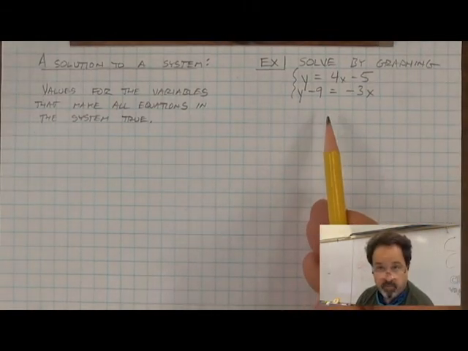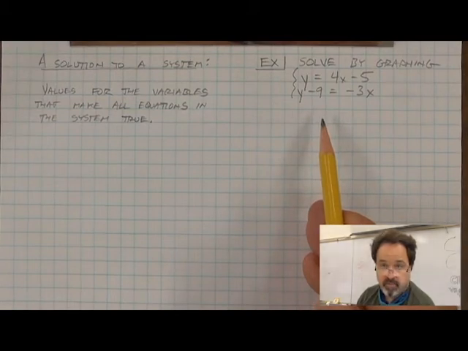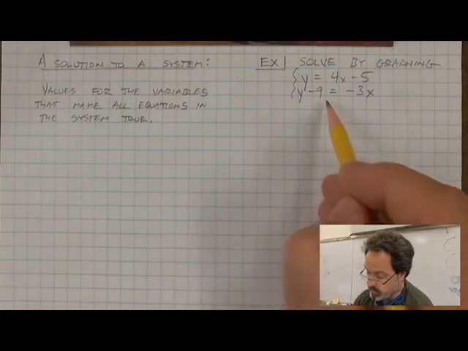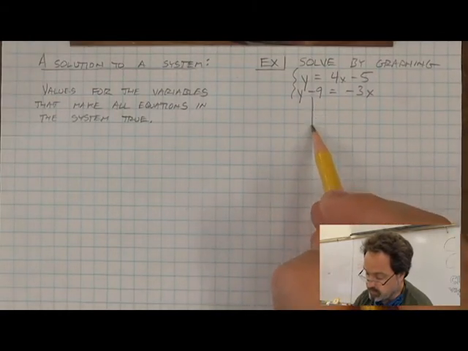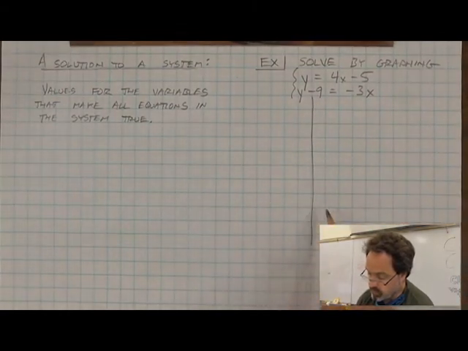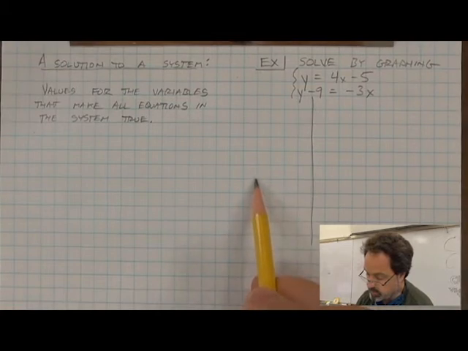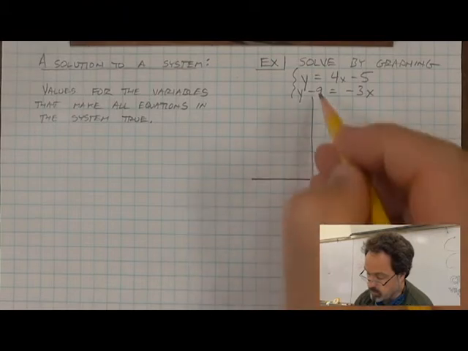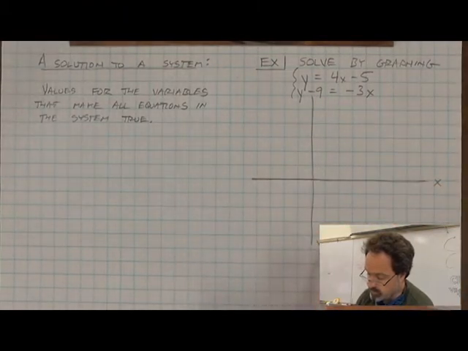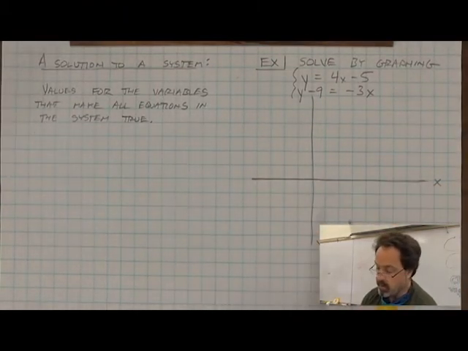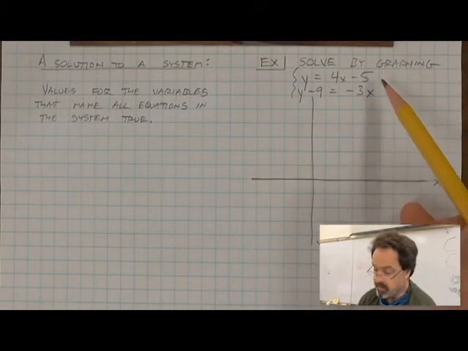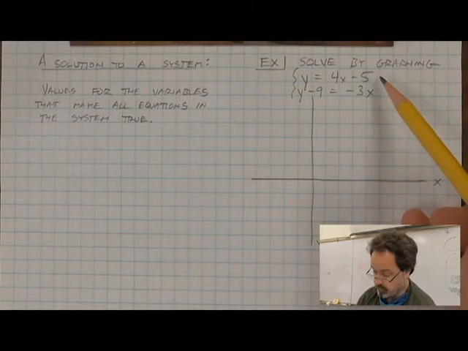We can solve this with algebra techniques, but this time we're going to show it by graphing both equations on the same axis. So I'm going to draw axes, an x and a y axis, and I'm going to graph these lines one at a time. The first equation, y equals 4x minus 5.